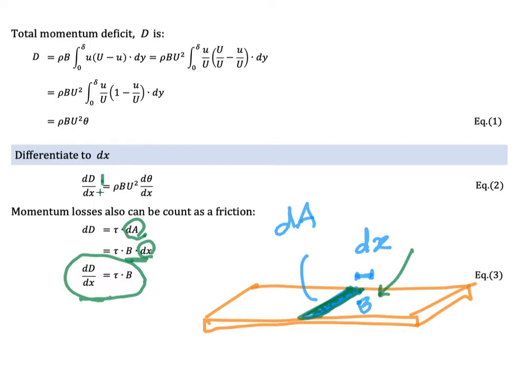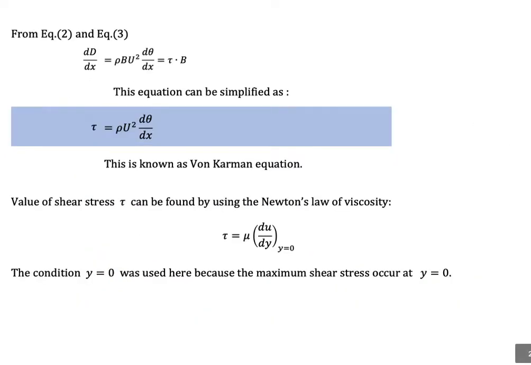Now we already have two expressions for the deficit momentum. What we could do here is equate equations 2 and 3. So we have dD/dx, rho b U squared d theta/dx, equal to tau b. We cancel out the value of b here, and then we have the equation tau is equal to rho U squared d theta/dx. This is called the von Karman equation.